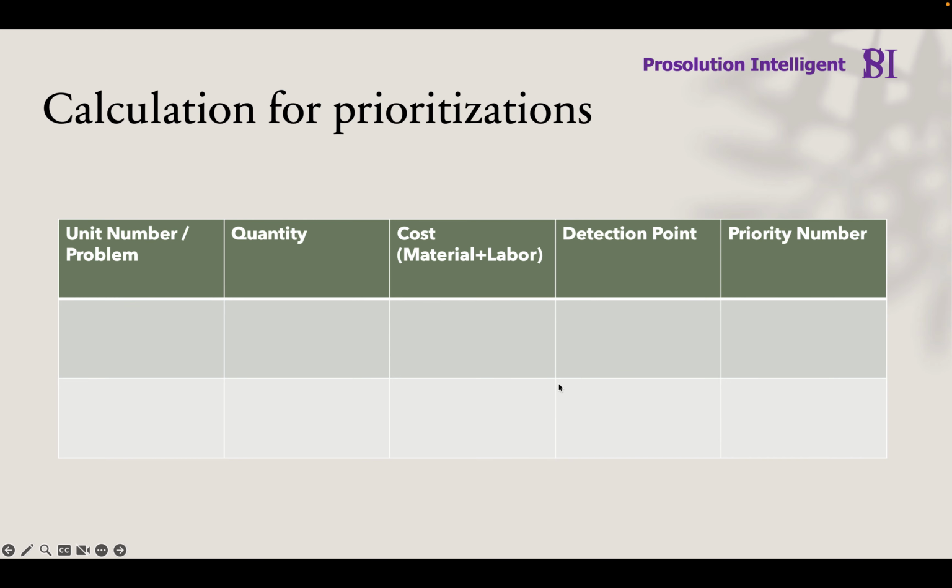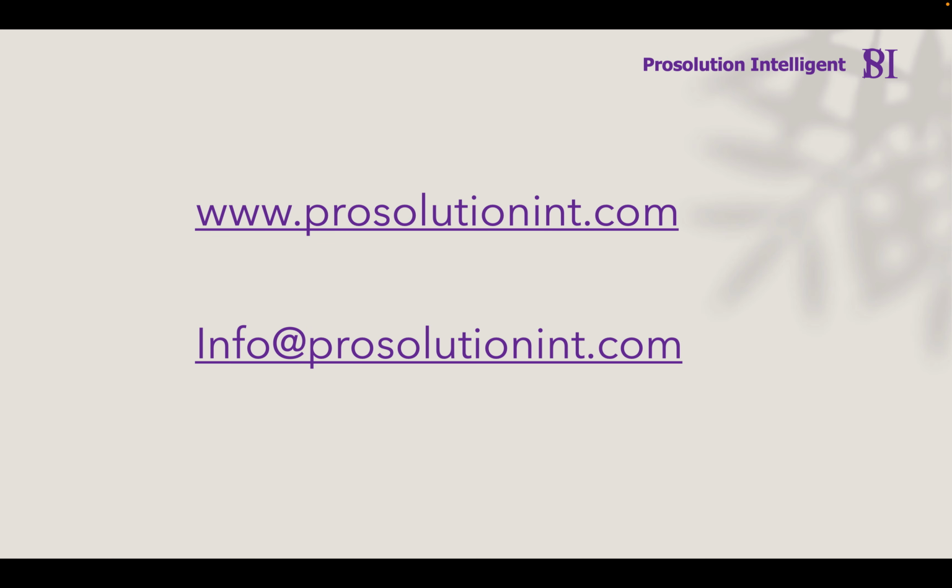But there should be some kind of formulation between cost, quantity, and detection point in order to find the priority numbers. And then based on that, you will know what the top issues are for that specific time period, and you can start working on your problem. If you guys have any questions, please let me know.